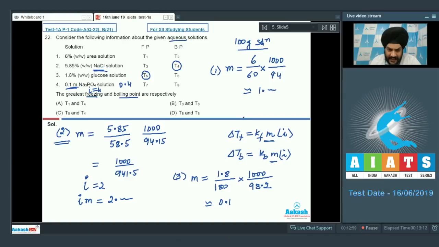So if you look at the options which are given to us, we have to report the greatest freezing and the boiling point. So the greatest freezing point is T5, whereas the greatest boiling point is T4. So for this question, the correct answer is option C. Let us look at the next question now.